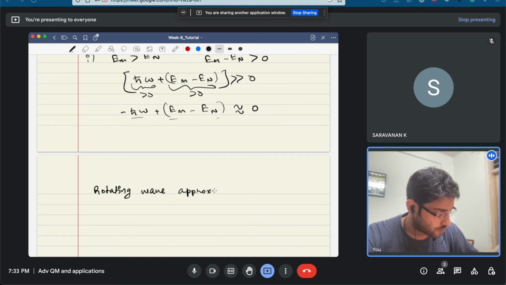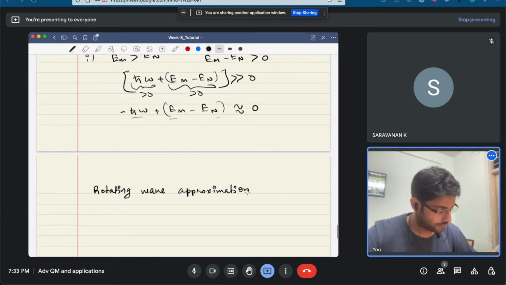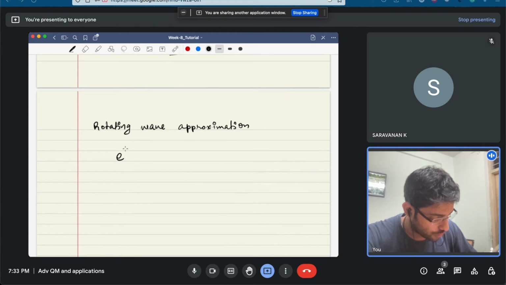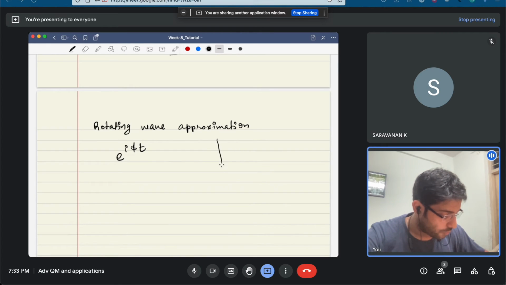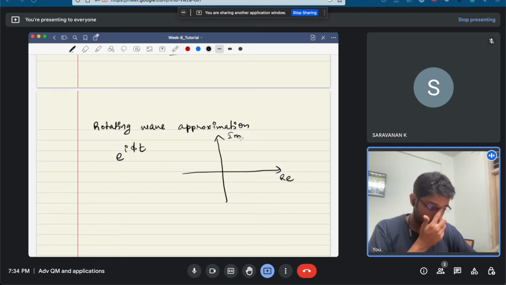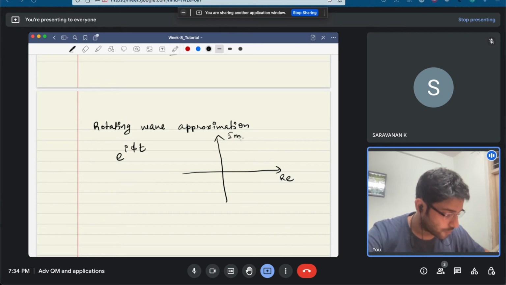tutorial as well. So what does rotating wave approximation mean? You have, let's say, a function e to the power i phi of t. Okay, now drawing that, this is, let's say, your real axis, and this is the imaginary axis. So this is a complex plane. When t is equal to 0, this is essentially 1. Okay, there is nothing, and then as t goes on, this starts rotating.